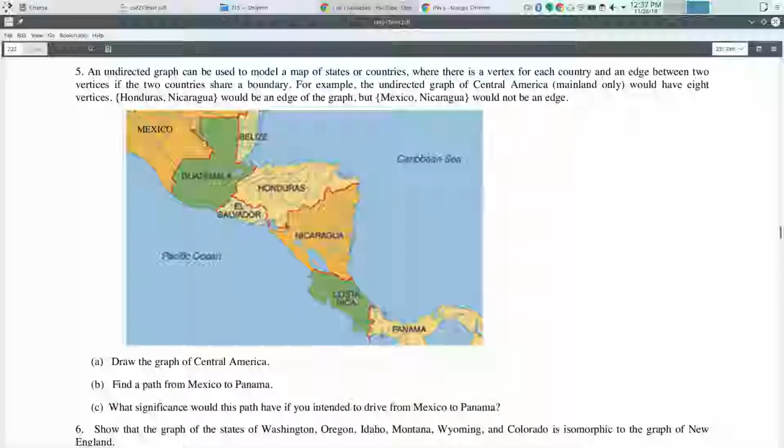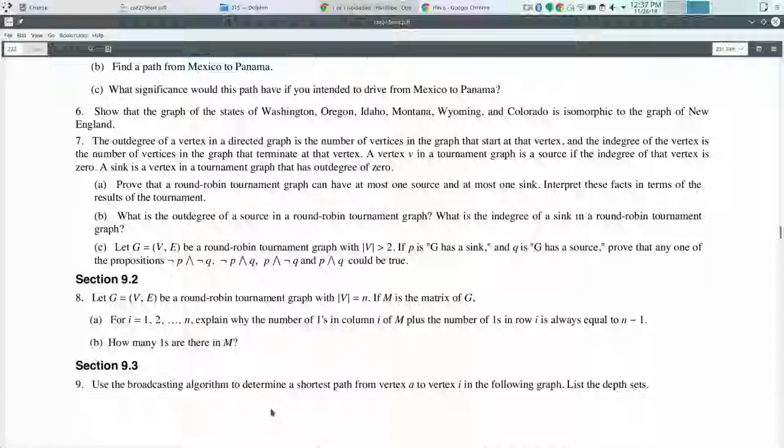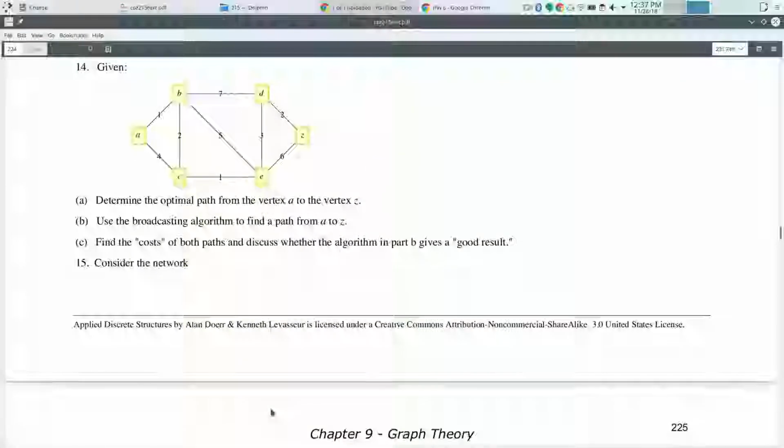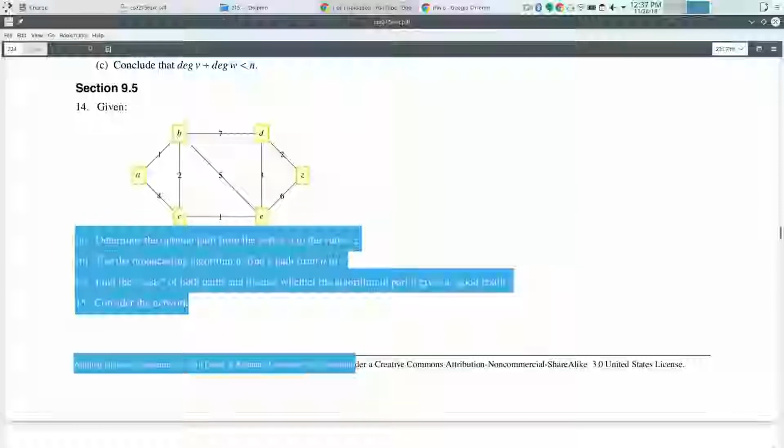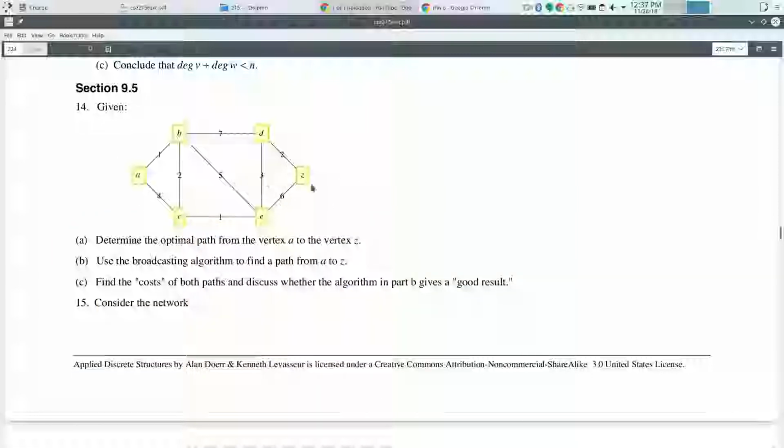Question 5, you're building a neighborhood map out of a Central American map. So go ahead and do A and B, and if you can figure out what they want for C, cool. And then question 14, ignore all of this stuff. Just take this graph and apply Dijkstra's algorithm to find the shortest path from A to Z.